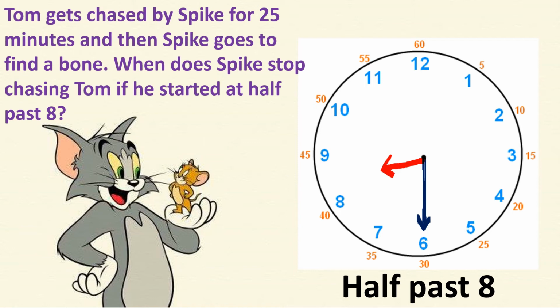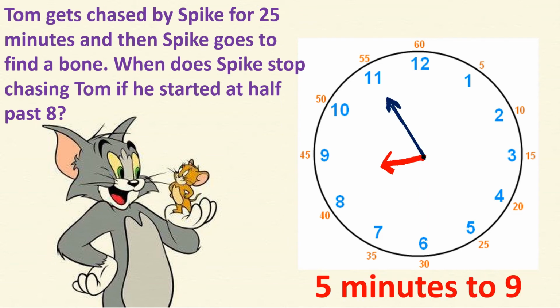That becomes 35, 40, 45, 50, 55. The 55 represents 11. So the minute hand should be directly pointing at the 11. When we see this on the clock, the time it says is 5 minutes to 9.